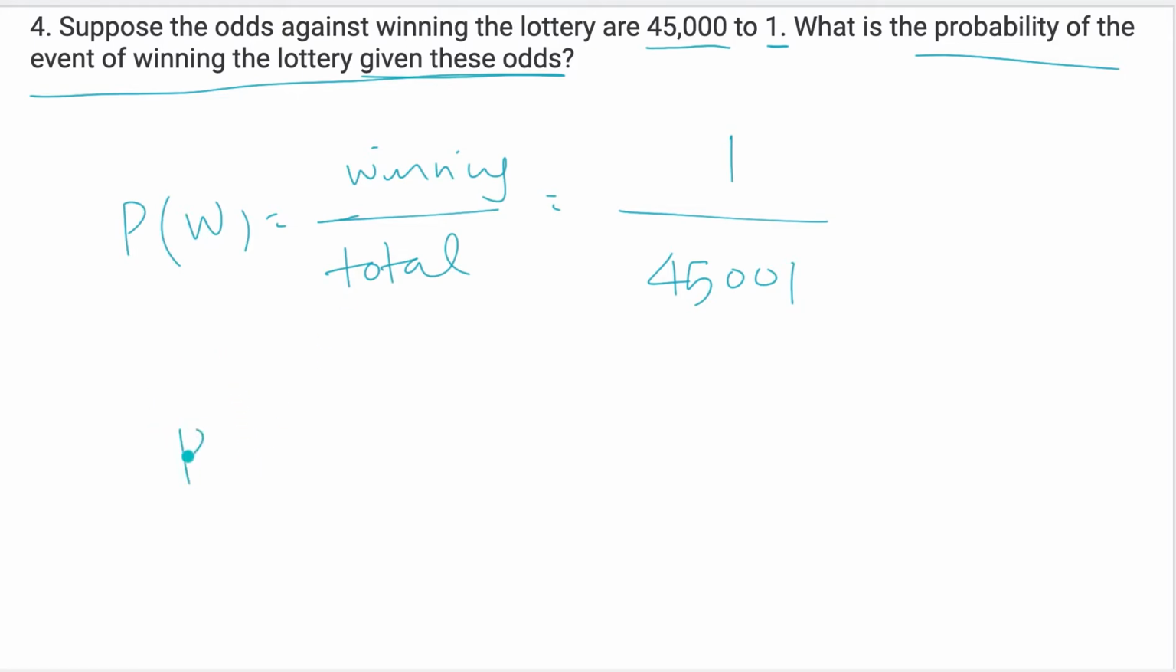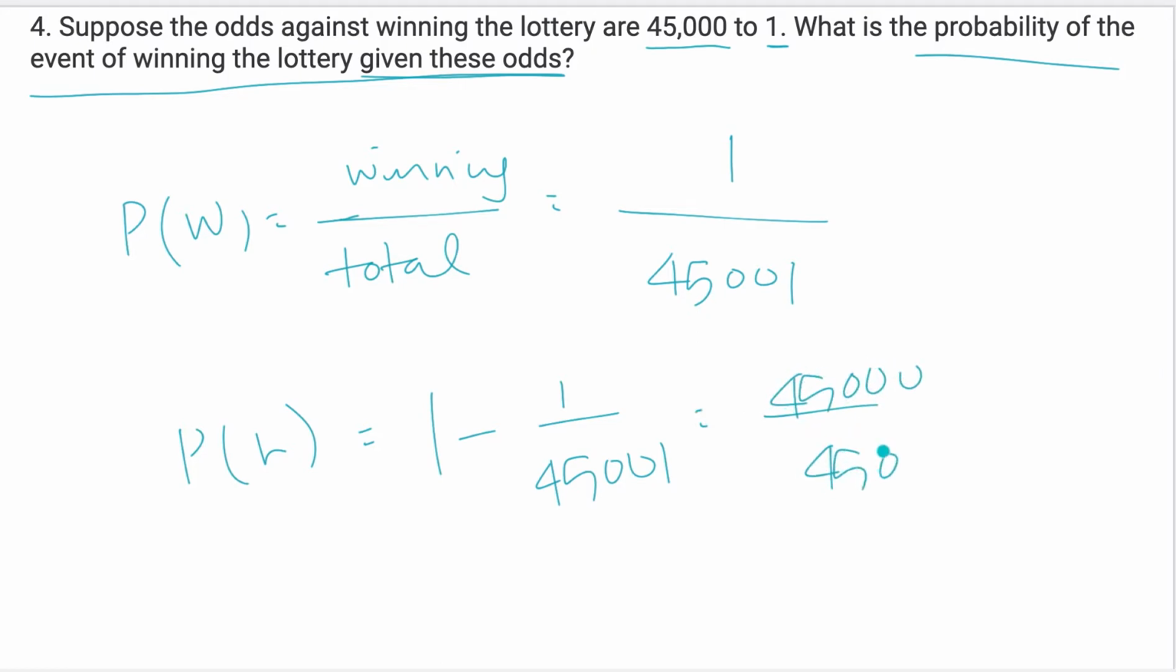Then what's the probability of not winning? So let's say losing. That's 1 minus 1 over 45,001, which is 45,000 over 45,001, right? Okay.